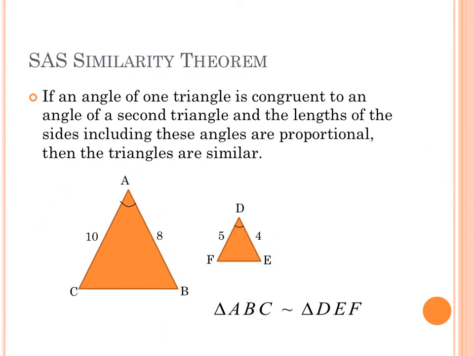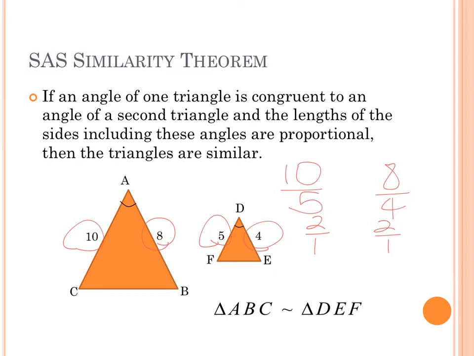The third and last theorem to prove that they're similar is side angle side similarity. So it kind of combines the two together. This says if an angle of one triangle is congruent to an angle of a second triangle, and the lengths of the sides including these angles are proportional, then the triangles are similar. So for this one, you need two pairs of corresponding side lengths to be proportional, like 10 over 5 and 8 over 4 would both reduce to 2 to 1.